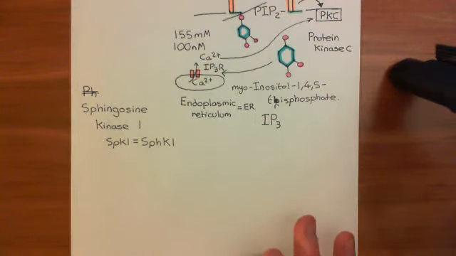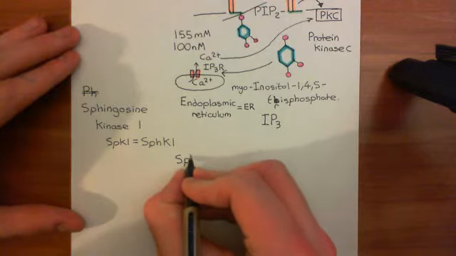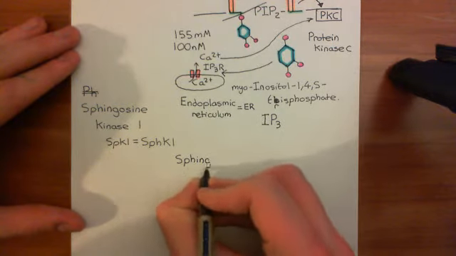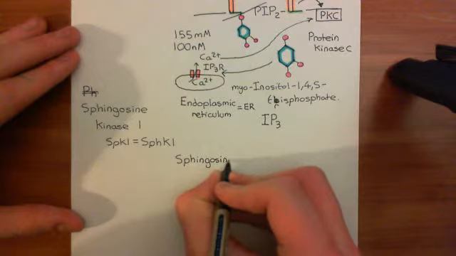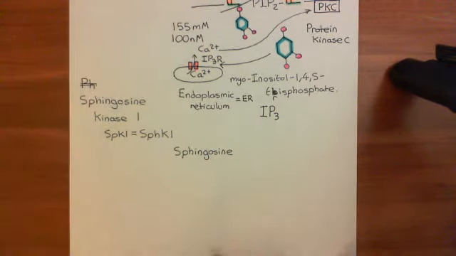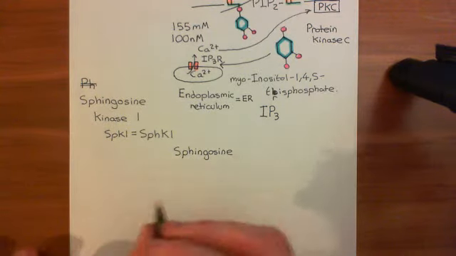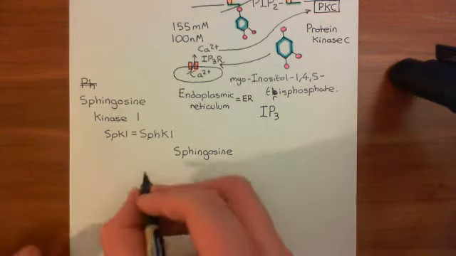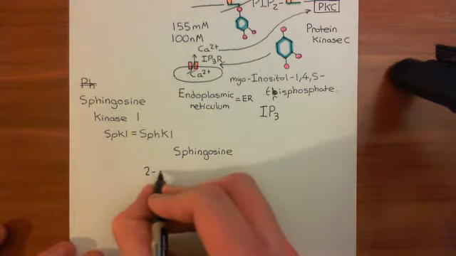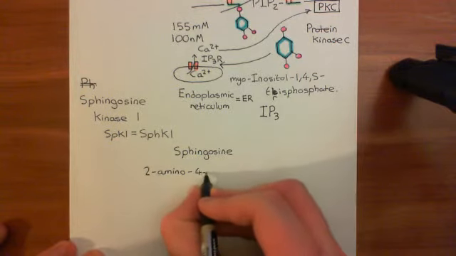Now, what does this enzyme do? Well, basically, it converts another normal component of the lipid bilayer, known as sphingosine, into sphingosine monophosphate. Okay, so let me show you the structure of sphingosine. Right, so let's start with the structure of sphingosine then. Right, so sphingosine's proper name is, it's called 2-amino 4-octadecene.